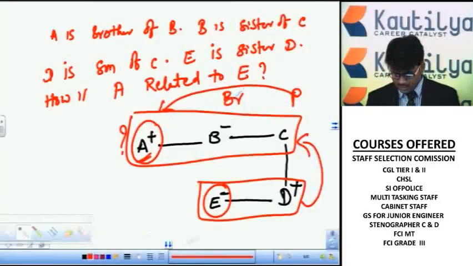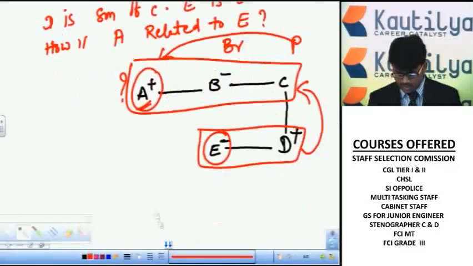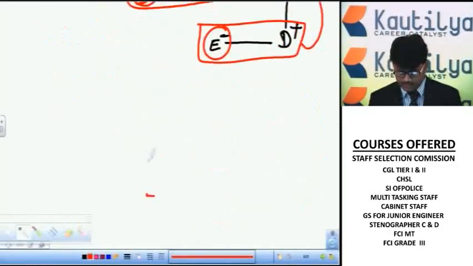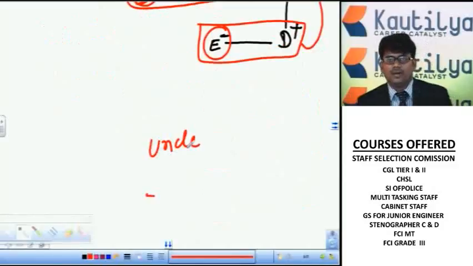A parent's brother is called an uncle. If the person is on the father's side, we take it as paternal uncle. If the person is on the mother's side, we take it as maternal uncle. But the person should not be taken as a mother or father. Definitely the person is an uncle.